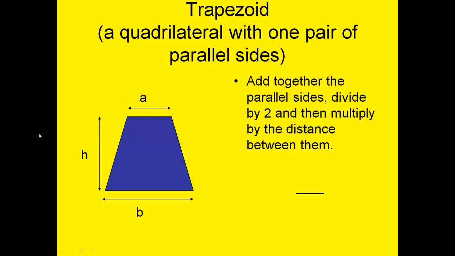Okay, we will add the two bases, the two parallel sides, and then we will divide it by 2 and multiply by the height. Let's see the formula here. A plus B divided by 2, then multiply H.